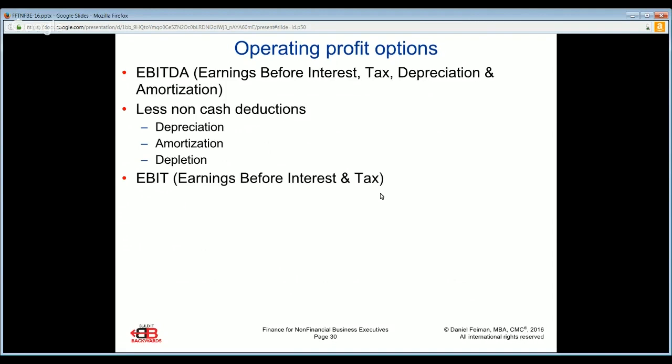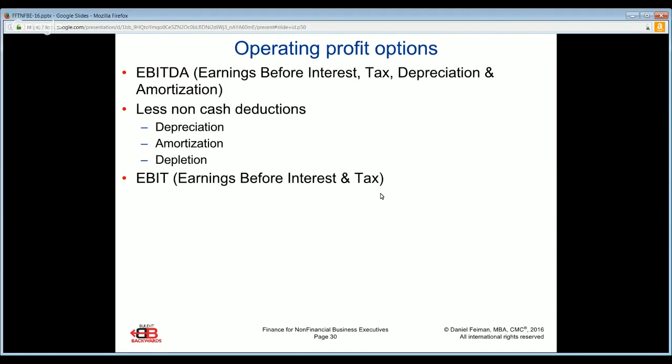But we want to be very clear here. Depreciation is for tangible assets. Amortization is for intangible assets. And depletion is for non-renewable resources. So any given organization may have all three categories, or two, or one, or none. It depends on what assets we have and how old the assets are.